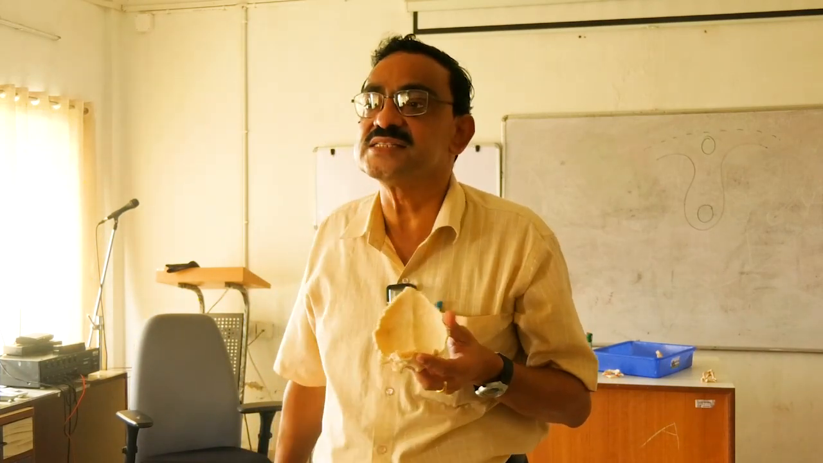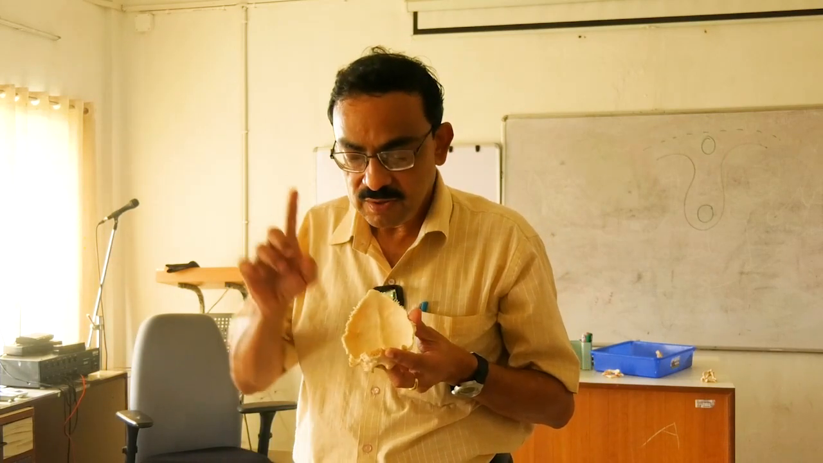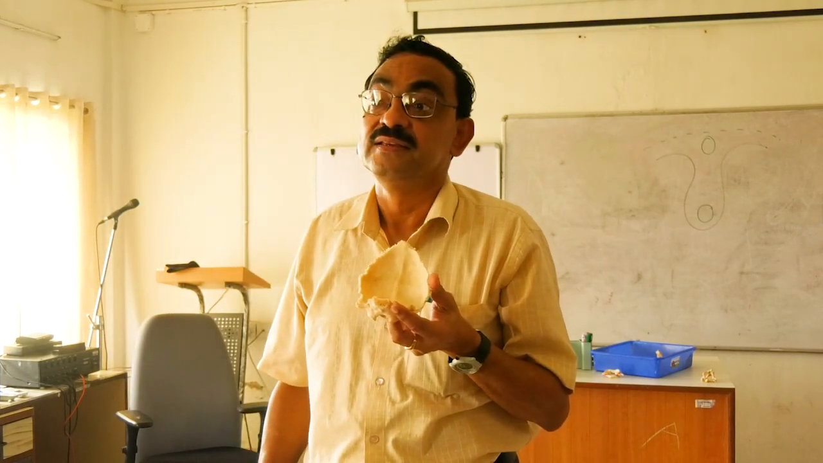So what are the structures that come out? Number one, the sigmoid sinus, which becomes the internal jugular vein. Then the 9th, 10th and 11th nerves. Okay. And also some structures come out above. This is the meningeal branch of the ascending pharyngeal artery and occipital artery.